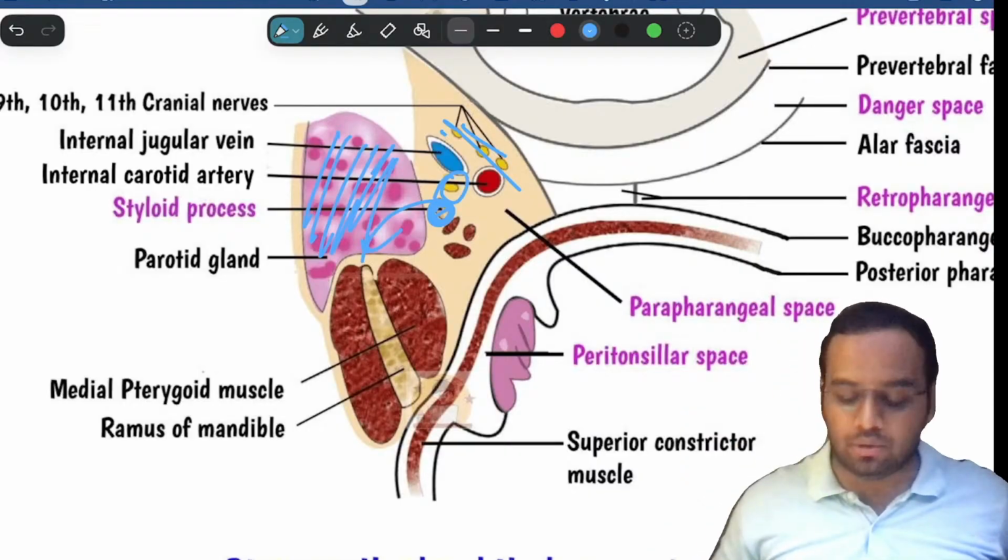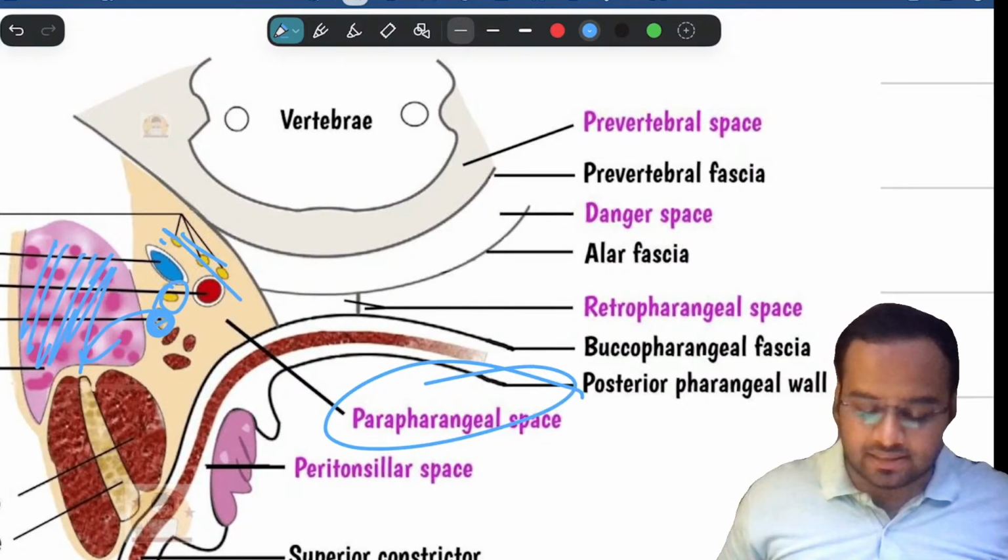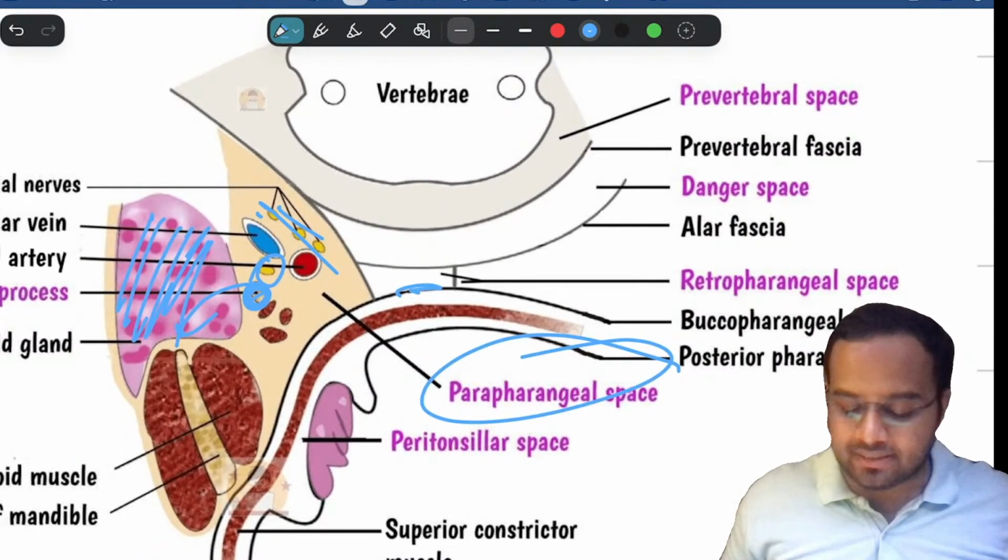So it is very much important to deal with this. So this is the parapharyngeal space. What are the other spaces? So yes, just beneath the muscle and the alar fascia.